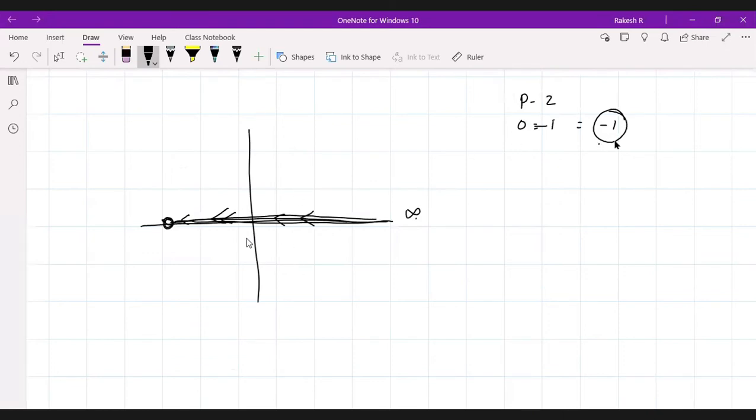If I get minus 1, it means one root is coming from infinity. If I get minus 2, it means two roots are coming from infinity. One might be coming like this, and another root might be coming like this. It is symmetrical about the real axis here.